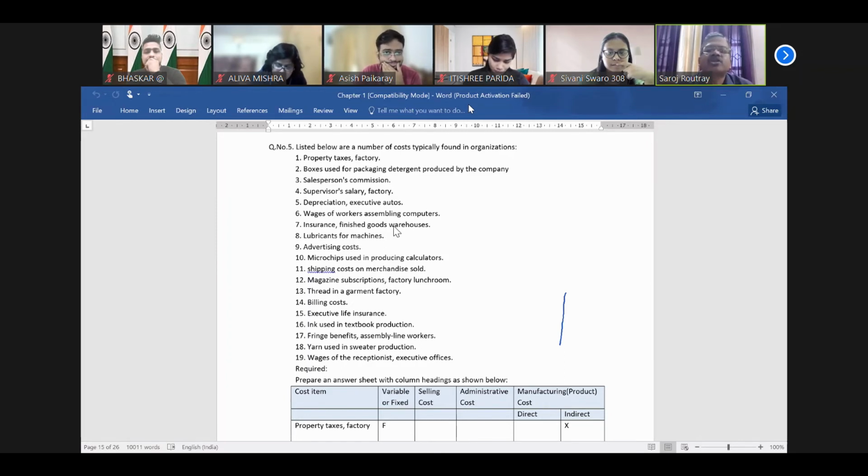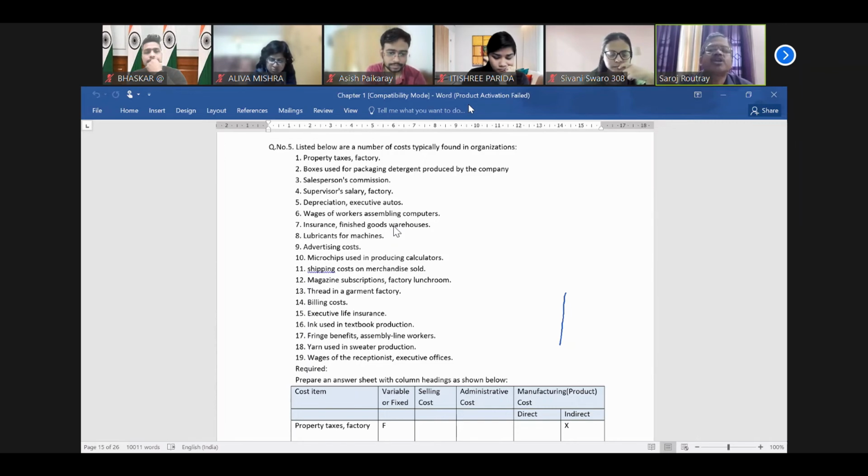Second one, boxes used for packaging detergent produced by the company. Now, without packing it in a packet, detergents cannot be sold openly. So packaging cost, primary packaging cost, is a direct material cost. You can identify with every packet that this is the material cost. Although it is packaging material, it is direct material cost.